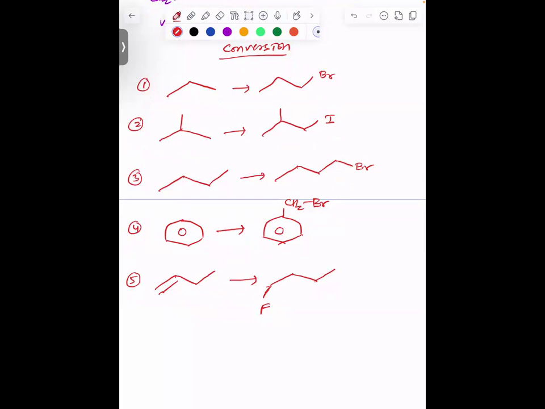Two reactions are mainly there. One is chlorination, another is bromination. So between chlorination and bromination, what is the difference? Chlorination is more reactive. It forms a mixture of products, whereas bromination is less reactive and more selective. It forms the major product, basically at the tertiary or at the secondary position.